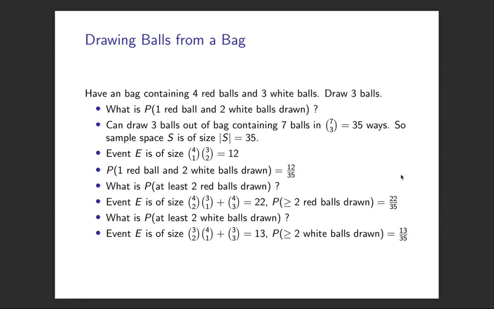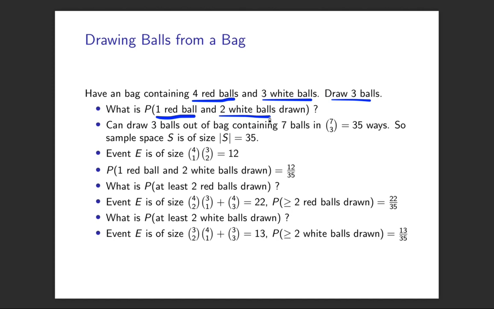So let's give an example: drawing balls from a bag. A favourite example. Coins, dice, and balls and bags are favourite examples. So suppose we have a bag that has 4 red balls and 3 white balls. We draw 3 balls. So we draw 1 ball out, then a second ball, then a third ball, and don't put them back. So what's the probability that we get 1 red ball and 2 white balls?